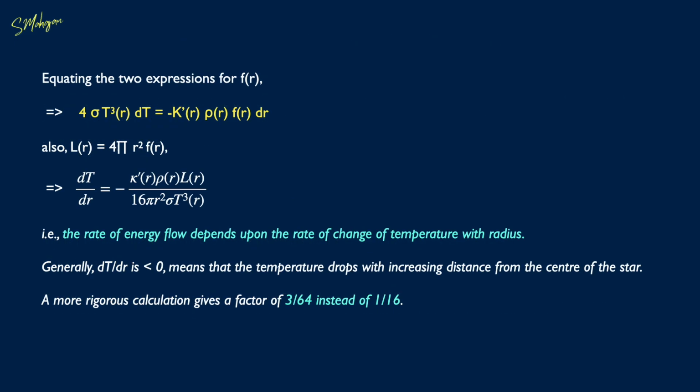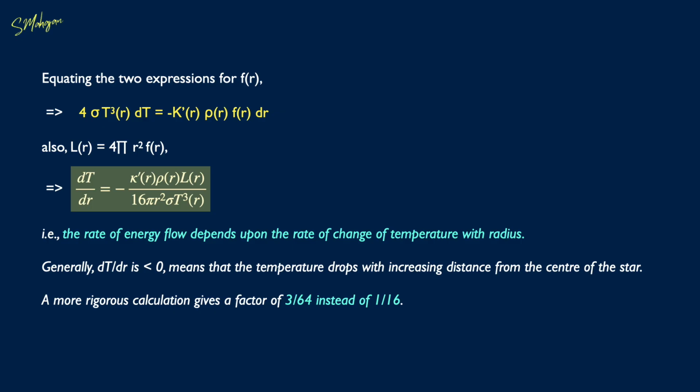Now, if we equate the two expressions for the flux F(r), we get the final temperature gradient dT by dr as the ratio of kappa rho L divided by 16 pi r squared sigma T cubed. Notice that there is a negative sign on the right hand side.